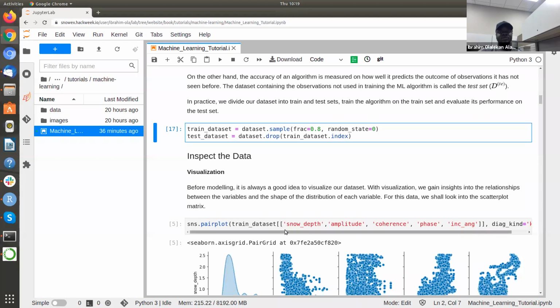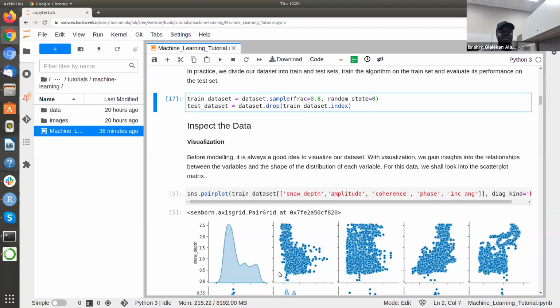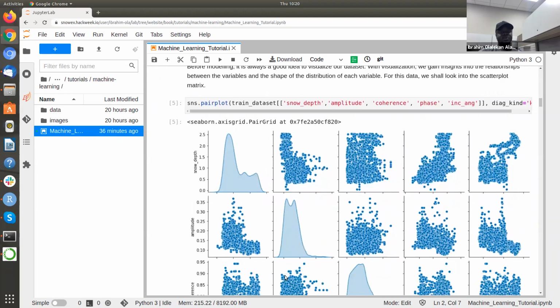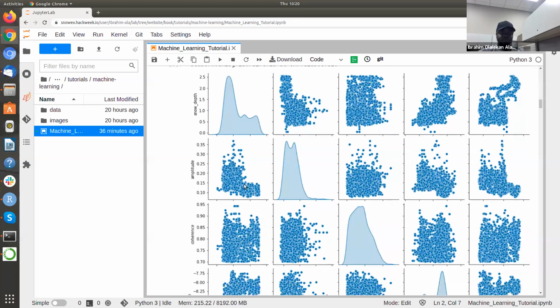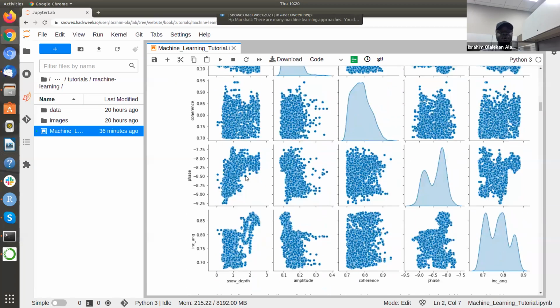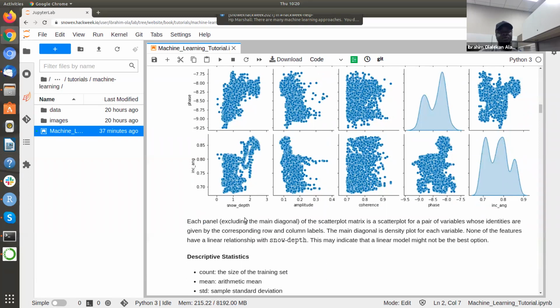With visualizations, you gain insights into the relationship patterns, and you look at the shape of each of the variables, how they are distributed, if they have outliers or not, and many more. So here we have a matrix of scatter plots that contains the scatter plot of all the variables in the model. Each panel, excluding the main diagonal of the scatter plot matrix, is a scatter plot for a pair of variables whose identities are given by the corresponding row and column labels.